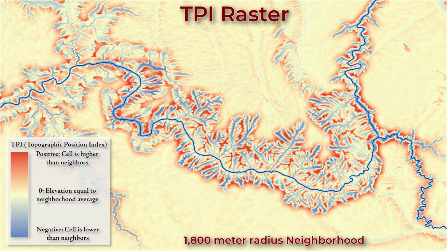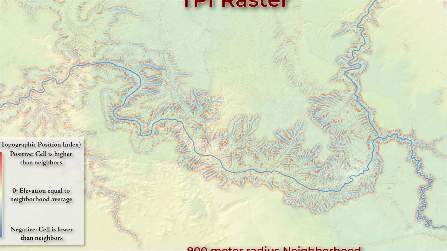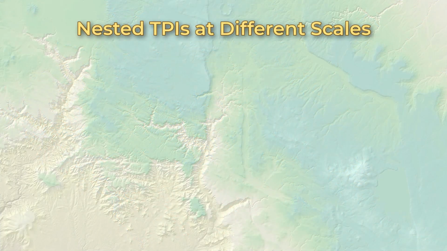Now back to the Grand Canyon example. These smaller neighborhoods work well for me if I wanted to capture the smaller side drainages rather than the overall canyon. I could even go down to a 900-meter neighborhood to get the finer scale drainages if I wanted. Even better, we can do nested TPIs at different scales.